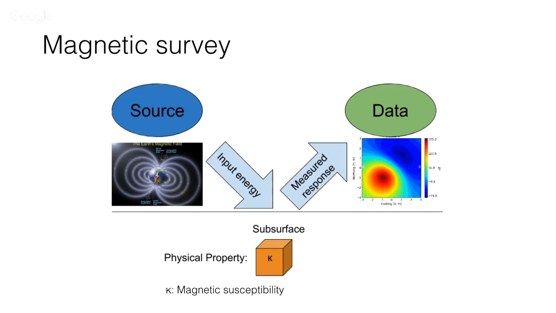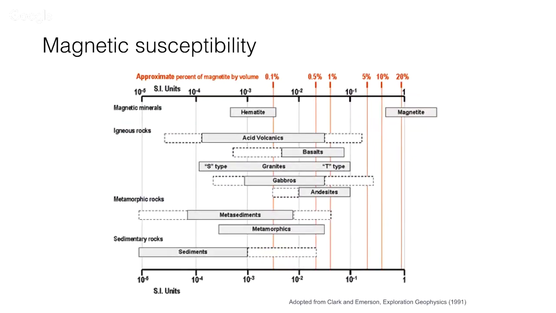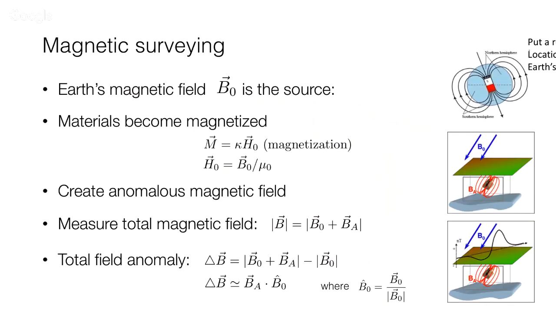Okay, so here we've got a magnetic survey. The thing that we're interested in is magnetic susceptibility. Magnetic susceptibility of rocks varies by many orders of magnitude. Perhaps people have seen pictures like this, but these are different kinds of rocks with orders of magnitude difference in susceptibility, magnetite being a big hit on them. So the surveying method is as follows. First of all, we need a source. In this case, the source is the Earth's magnetic field.